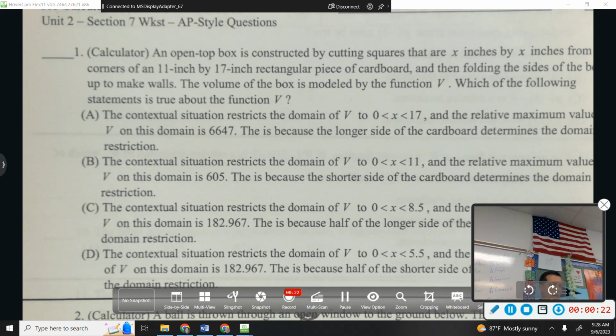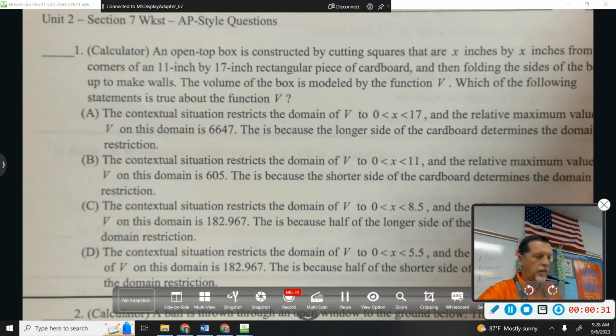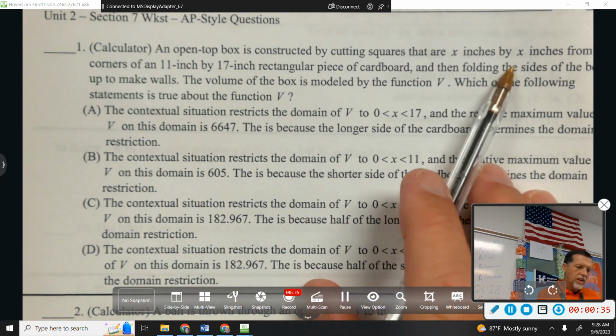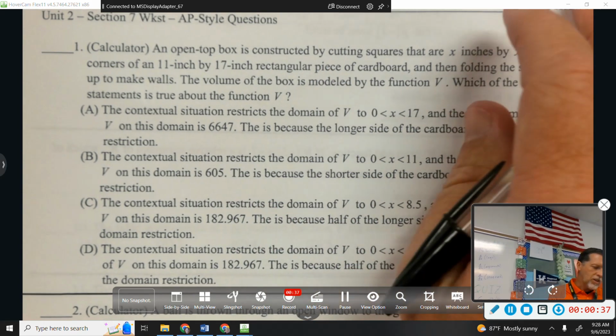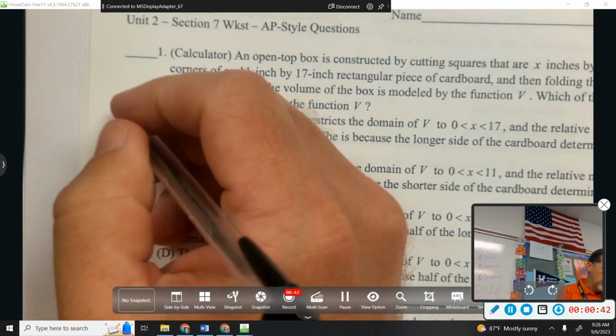Number 1, calculator. The test is no calculator. We'll still do this because this is still helpful stuff, but again, the test is no calculator. An open top box is constructed by cutting squares that are x inches by x inches from the corners of an 11 by 17 rectangular piece of cardboard.